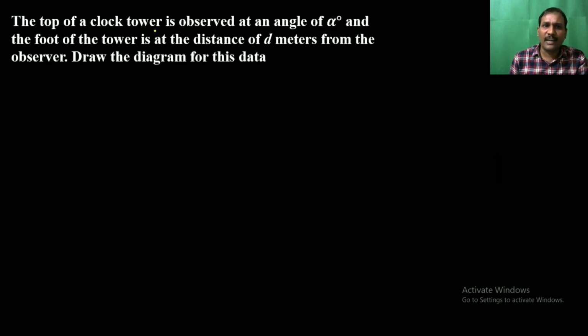The top of a clock tower is observed at an angle of alpha degrees and the foot of the tower is at a distance of d meters from the observer. Draw the diagram for this data.